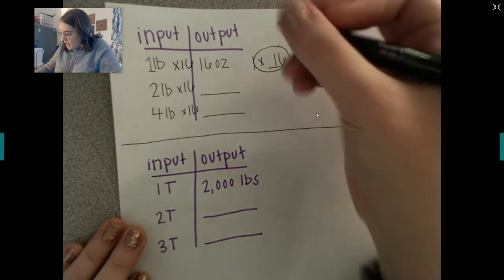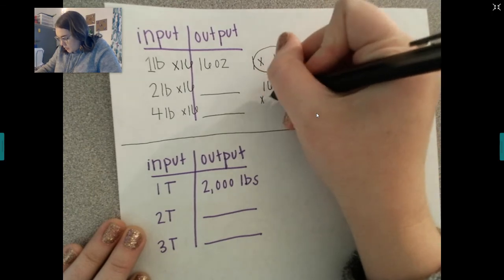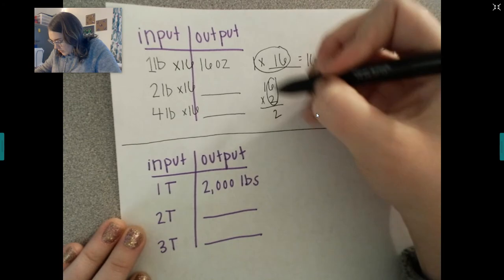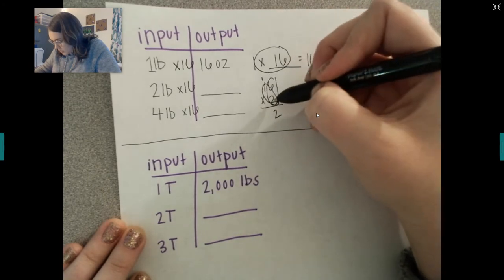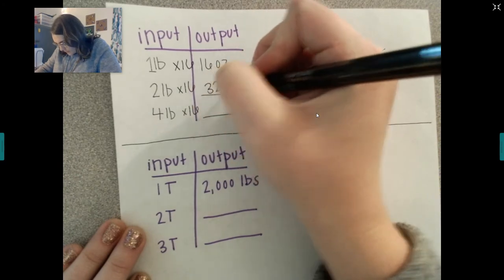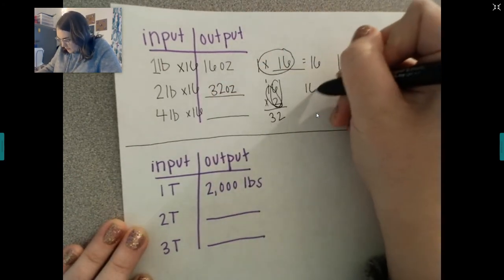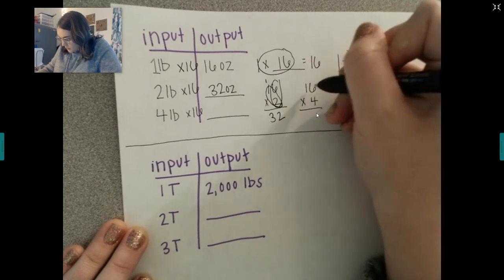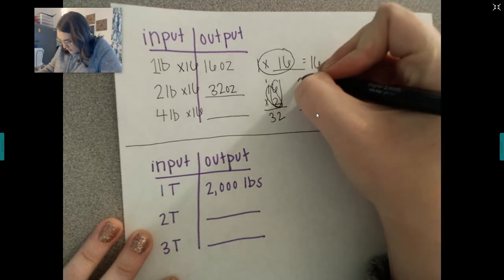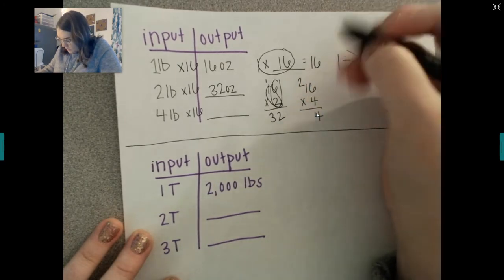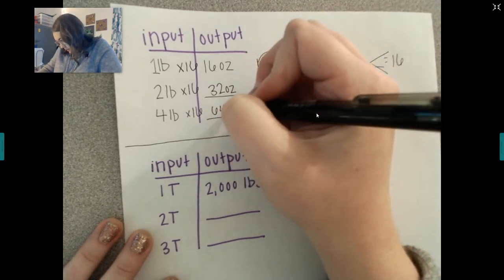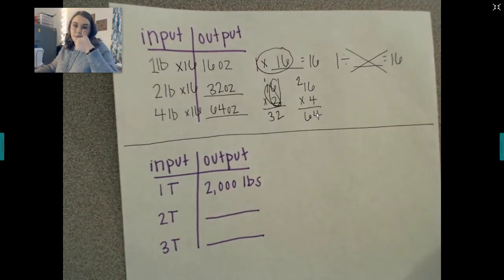Okay, so I hope you went ahead and did 16 times 2. I start with my ones place and I do 6 times 2 is 12, and 1 times 2 is 2, plus that 1 is 32 ounces. Now it's time to do 16 times 4. So 6 times 4 is 6, 12, 18, 24, and then put a 2 up here. And then 4 times 1 is 4, plus 2 is 6. Give me a thumbs up if you got those.